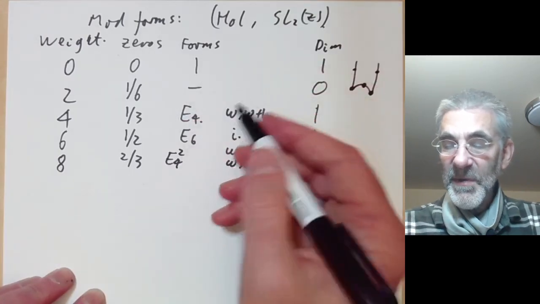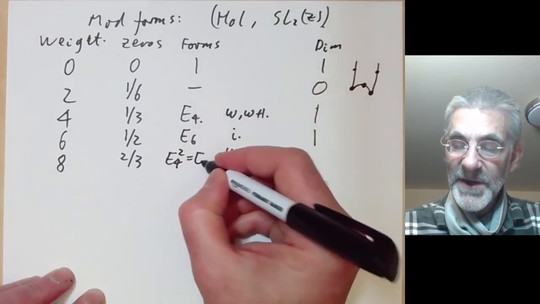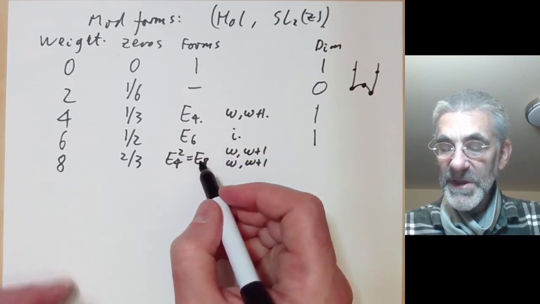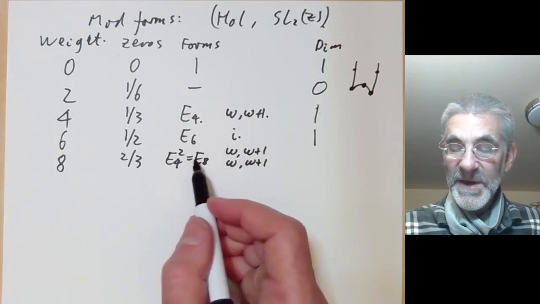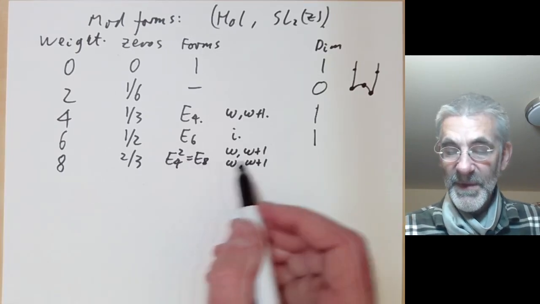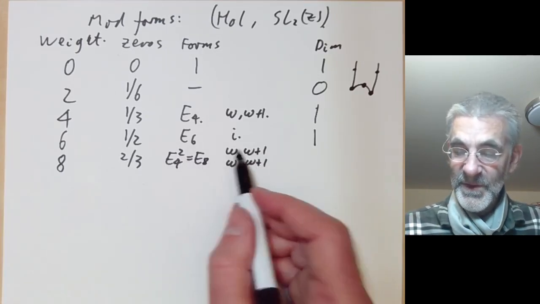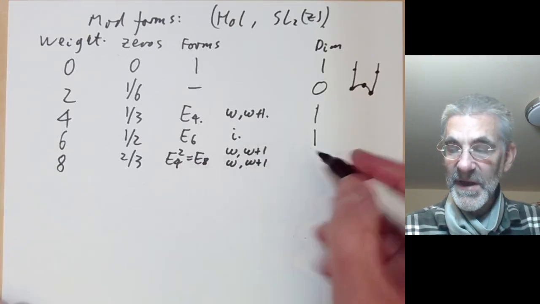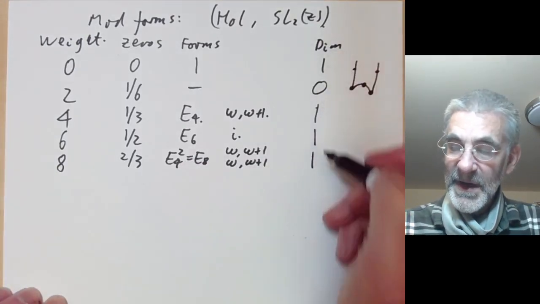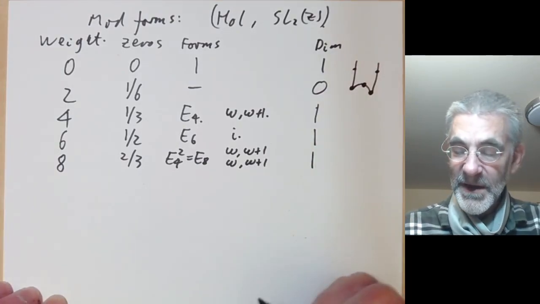And just as before, the space of such forms is one-dimensional. So E4 squared must actually be equal to E8 because the space of forms is one-dimensional. They must have zeros at these two spots, and they've got the same constant term, so they must be the same. And here, again, the space of modular forms is one-dimensional.